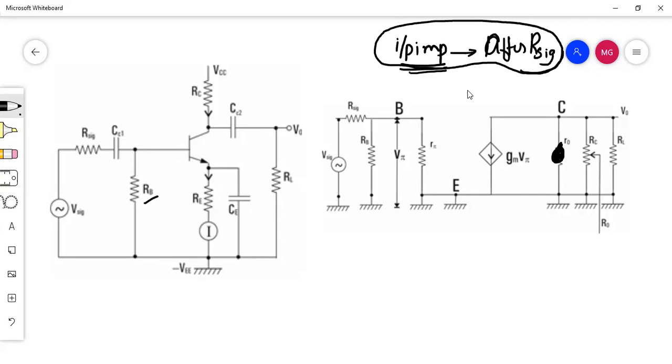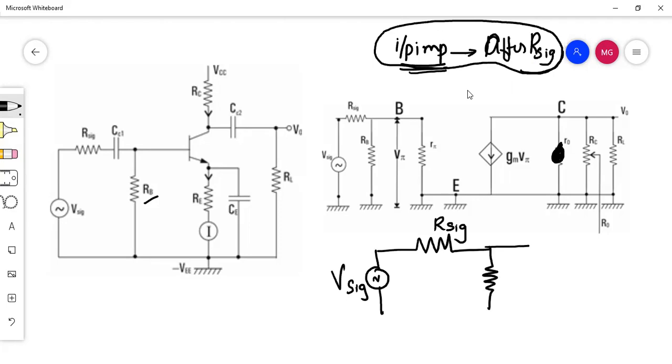So I will draw it here. This V signal is there. Some resistance is there, that is R sig, then V signal is there. ഈ V signal ഇവിടെ resistance connect ചെയ്യുന്നുണ്ട്. So that resistance, ഇവിടത്തെ V signal എന്ന് പറയുന്ന വോൾട്ടേജിന്റെ കുറച്ച് ഡ്രോപ്പ് ഇവിടെ വരുന്നു. ആ ഡ്രോപ്പ് കഴിഞ്ഞ വോൾട്ടേജ് ആണ് Vi, ഇൻപുട്ട് വോൾട്ടേജ് ഇവിടെ വരുന്നത്.